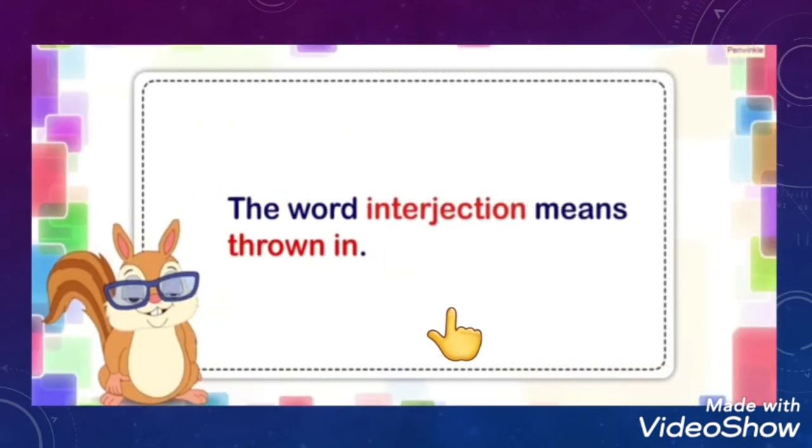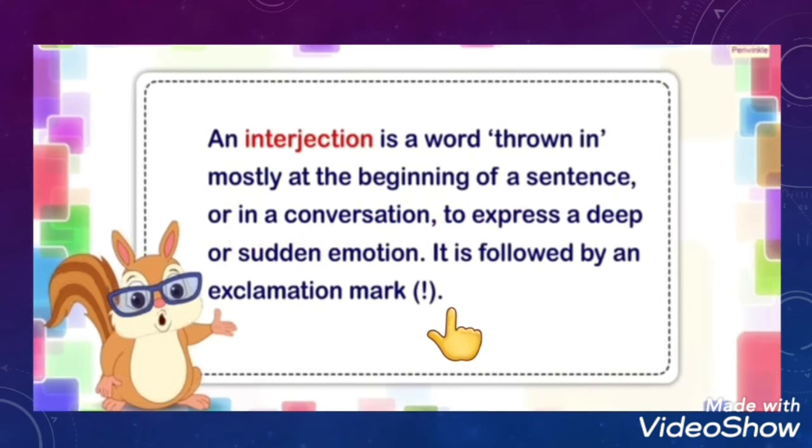The word interjection means throwing in. That means in the starting of the sentence we use interjection to express our emotions. As we can see, an interjection is a word thrown in mostly at the beginning of a sentence or in a conversation to express a deep or sudden emotion. It is followed by an exclamation mark.